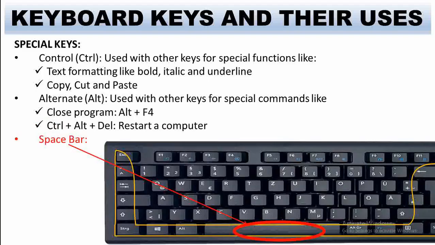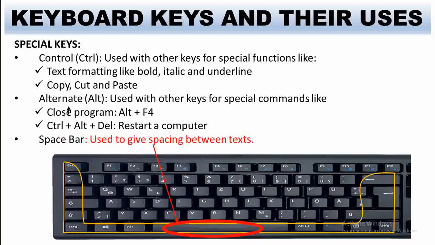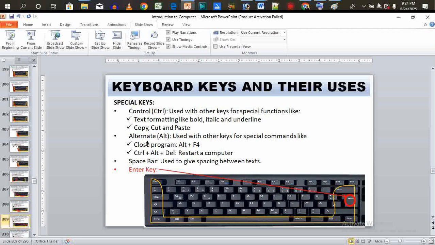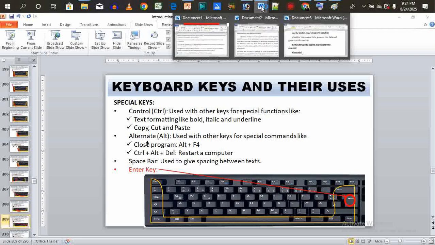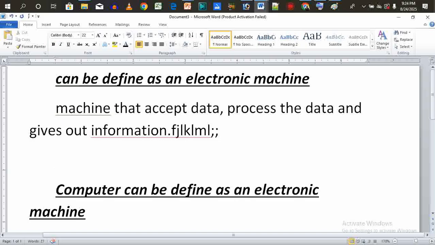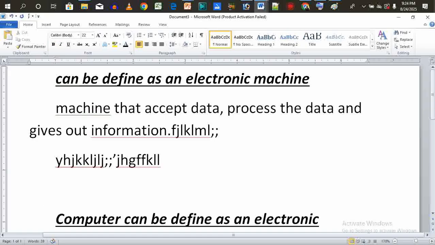Then we have the spacebar to give space between our text. Just like I said, we have the Enter key. The Enter key is the key we use to go to the next line. You can see as I was typing, if I want to go to the next line, I will press Enter. It will go to the next paragraph. You are working, you want to go to the next paragraph, you press Enter. That is the work of the Enter key.